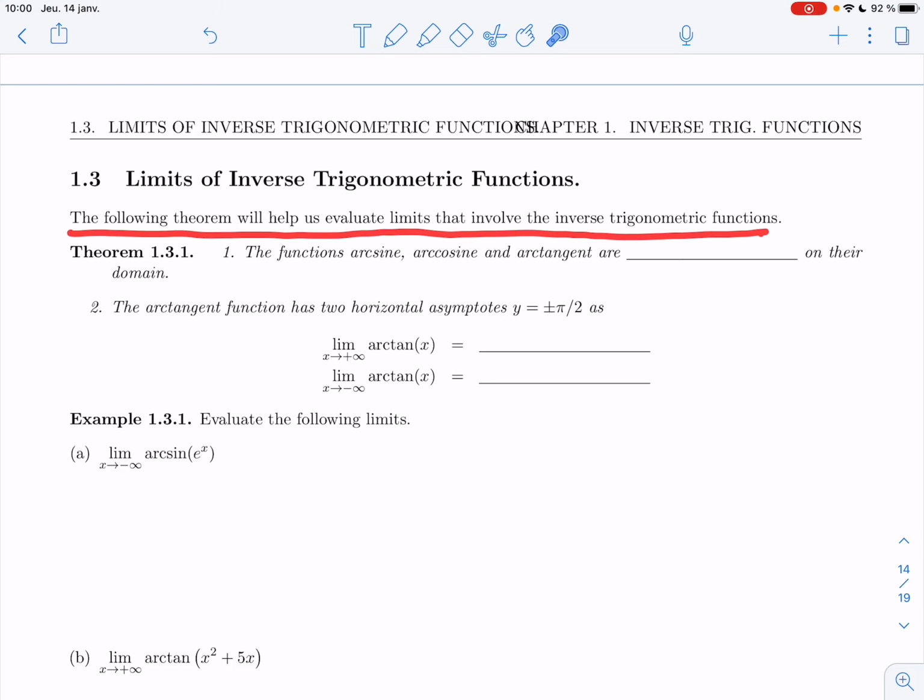So first part, the functions arcsine, arccosine, and arctangent are continuous. And you could see it from the graph. We didn't lift our pen when we drew it, but they're continuous, which tells us a lot about the limits as well. And the arctangent function has two horizontal asymptotes. It has y equals plus pi on 2 and y equals minus pi on 2 as the limit as x goes to plus infinity. Let me just graph it here.